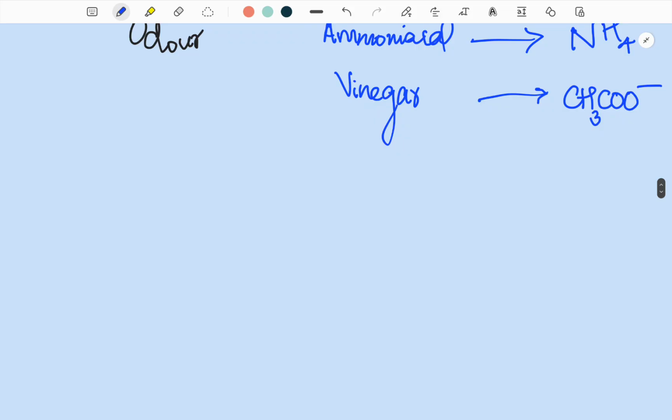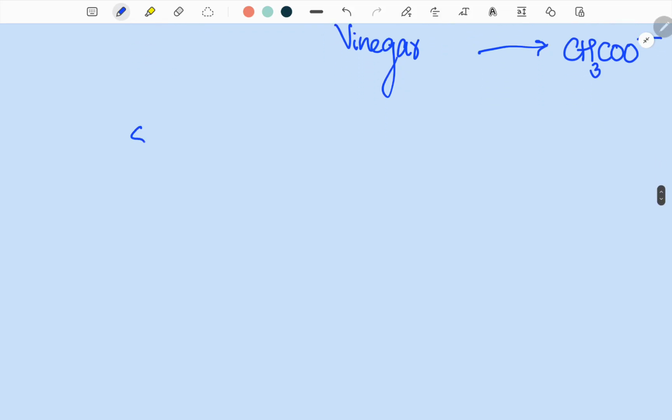And the last preliminary observation is the solubility. Now, for solubility, you do need to add certain chemicals to the salt.